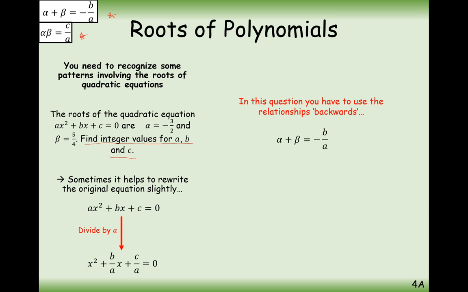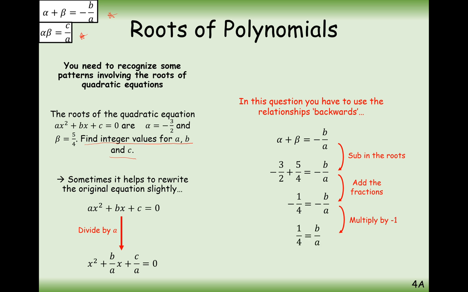So how do we work out what b over a is? Well, if we know alpha and if we know beta, we can add the two together and get minus b over a. So simplify that fraction there. Cancel out the negatives on both sides. Okay, and there we are. So we have a quarter is going to plop into this coefficient space here in front of the x. That's the value of b over a.